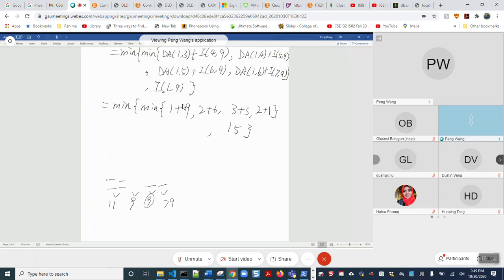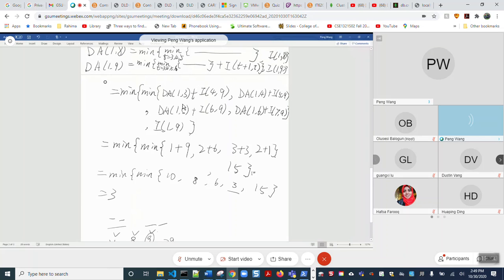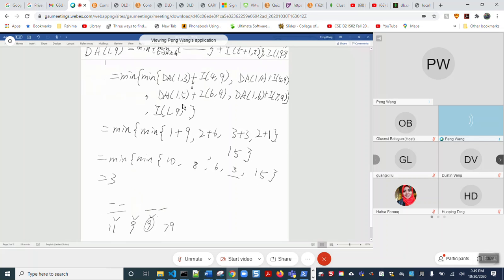So here we get this. The median is 10 and 8, yes, and 6 and 3 and 15. We know here is equal to 3. So the minimum cost is 3. And now we have the process of how to get this 3.